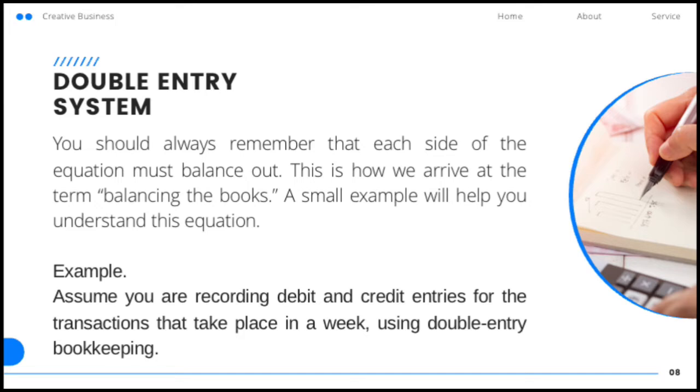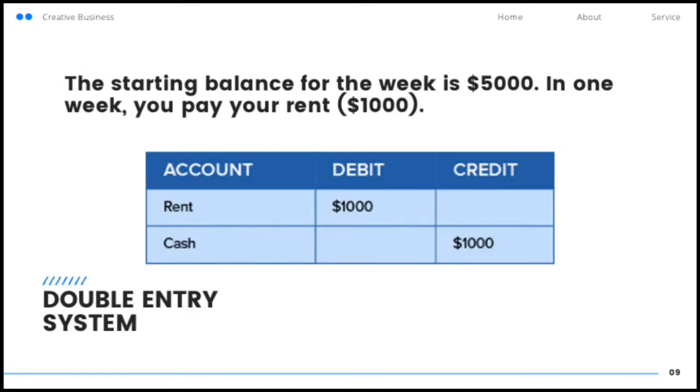Example: assume you are recording debit and credit entries for the transactions that take place in a week using double entry bookkeeping. Transaction number 1. The starting balance for the week is $5,000. In 1 week, you pay your rent $1,000. The entry here is you debit rent for $1,000 and credit cash for $1,000.